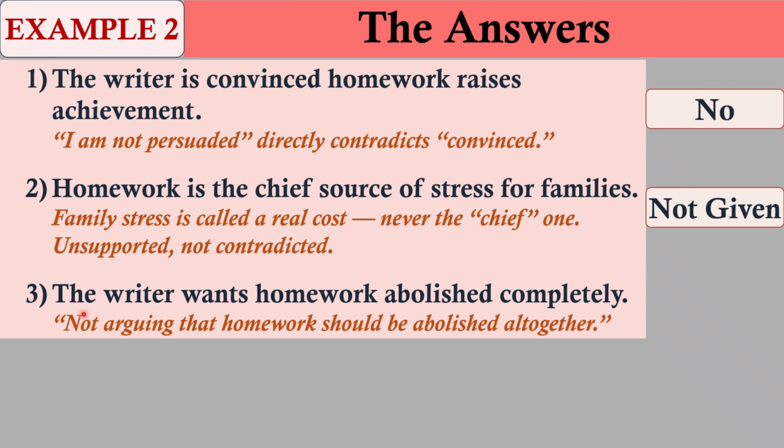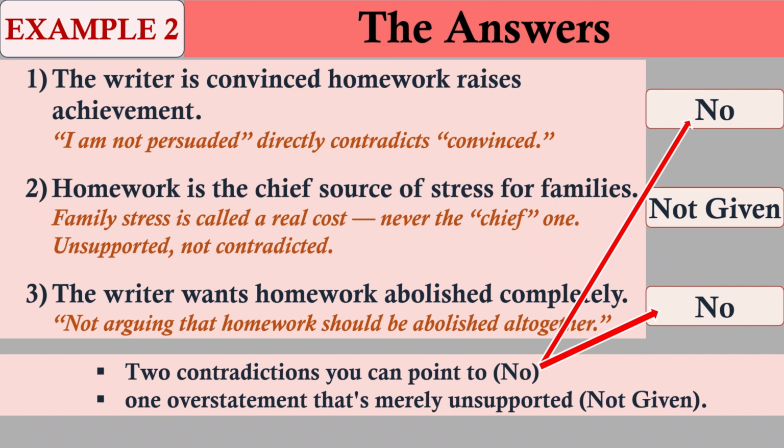Statement 3. The writer wants homework abolished completely. The overall tone of the text is highly critical of homework, so it's easy to fall into the trap of agreeing with the statement. But look at the text. The writer says outright, "I'm not arguing that homework should be abolished altogether." You can point directly to the words that disagree. So the answer is a definitive no. Same rule throughout. If you can point to a contradiction, it's no. If you can't, it's not given.